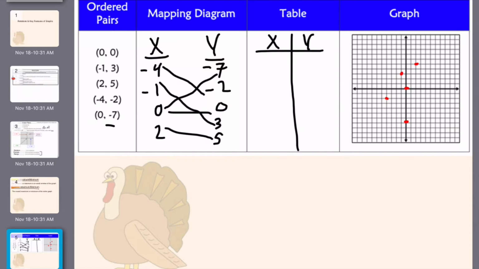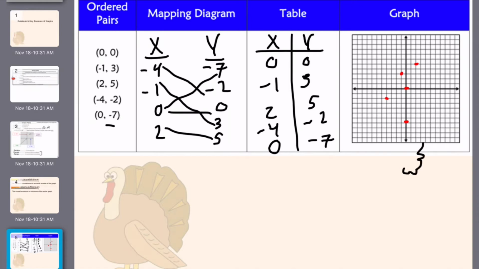Now in a table, I literally just take all of my values and put them into a table. (0, 0), (-1, 3), (2, 5), (-4, -2), and (0, -7). And then you can graph it like I have done all the way on the right-hand side. I figured I'd just do that to save us a little bit of time. But when we are graphing, we want to move our x value first. So for example, if I have (2, 5), that means I need to move 2 to the right, and then I need to move up 5 in order to get my point. And we'll do another example like that in a second here.